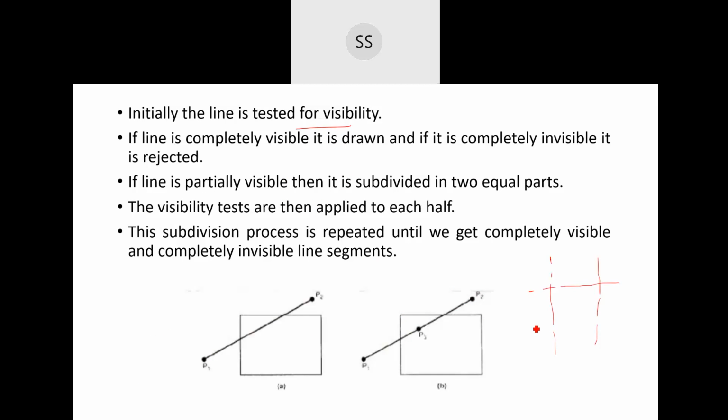Here also we have region codes. I'll tell you how those region codes are formed. If you have a line of this particular form, you have P1 and P2. The portion which is within the window is considered to be visible, and the portion of the line which is outside the window is considered to be invisible.